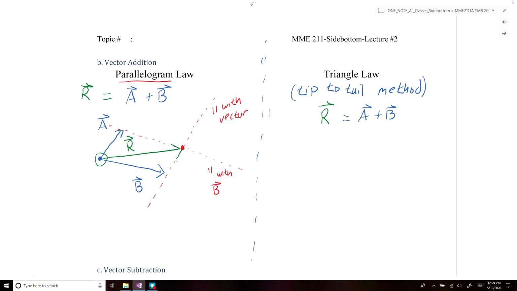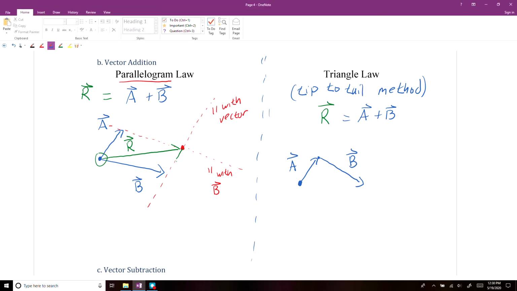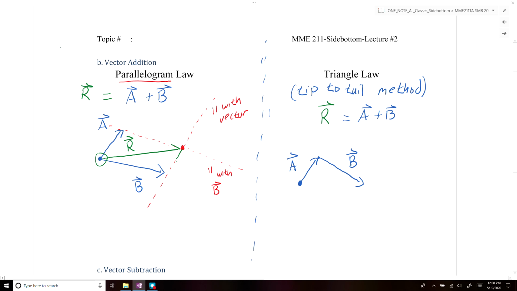what we can do is draw vector A, right, and then at the tip of vector A, we're going to draw the tail end of vector B. Alright, and then our resultant vector will go from the tail end of vector A to the tip of vector B.